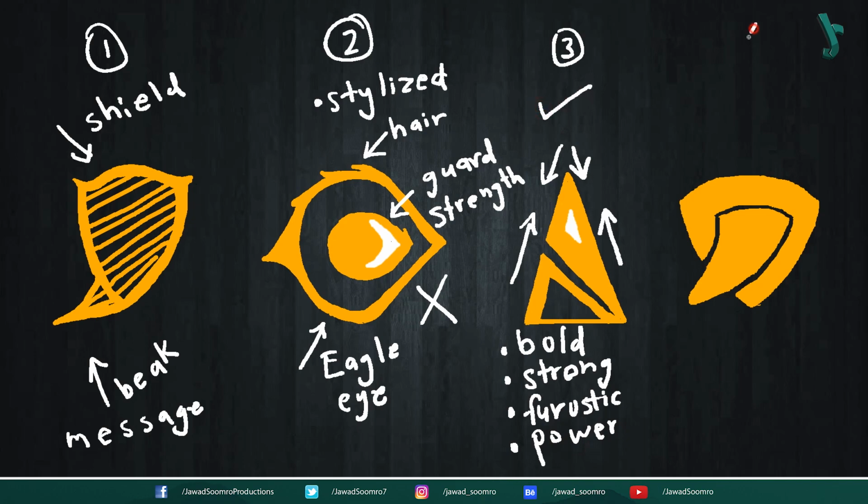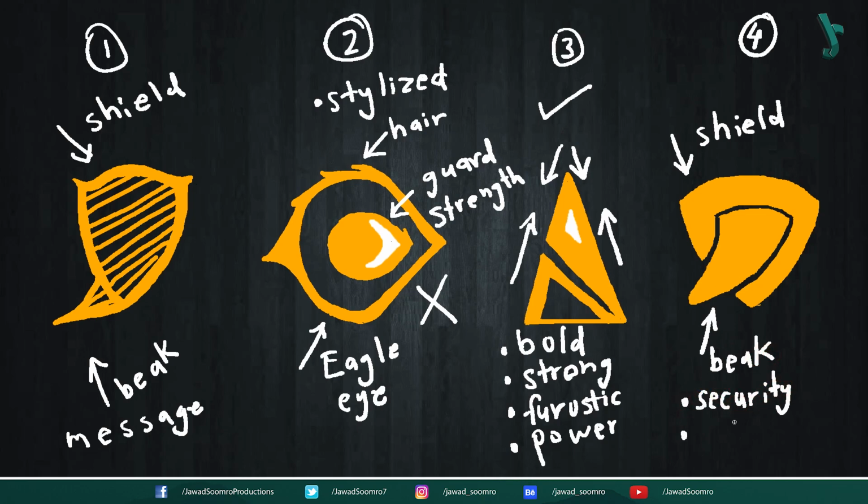However, after merging all these ideas, I managed to create the fourth logo that shows a beak inside a shield shape. This shield represents security, and the pointed shape represents the beak. Both shapes combined together form the word beak guard. This is the most satisfying result.